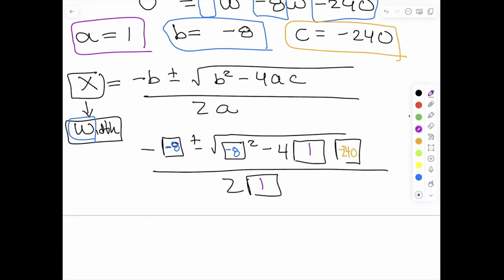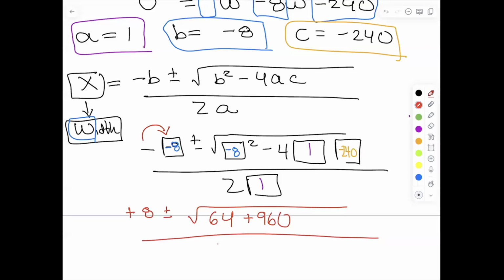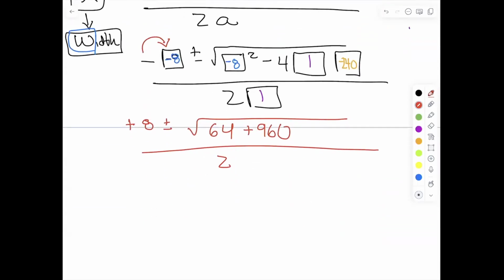So now a negative and a negative is a +8. Plus or minus, this is 64. And then this is -4 times -240. I'm going to need my calculator. So 240 times 4 is going to give me a positive 960 because a negative and a negative is a positive, over 2. So now, what is 960 plus 64? This is 1,024 over 2, positive, negative, +8.